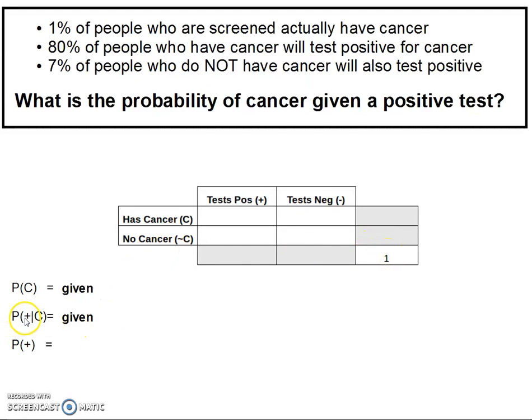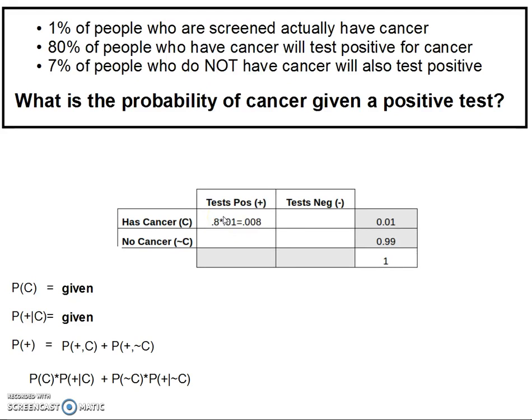We're also given the probability of testing positive given that a person has cancer. So 80% of people who have cancer will test positive. But that's not what goes here. This is the joint probability of testing positive and having cancer. Remember, to get the joint, you take the probability of this conditional on this times the marginal. So marginal times conditional gives you the joint. So we're given this, we're given this. We multiply the probability of having cancer times the probability of testing positive given that you have cancer. So 1% times 80% to get this right here. And so that's 0.8%, very small.